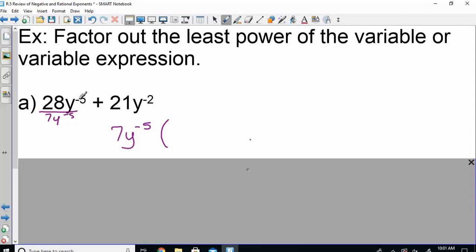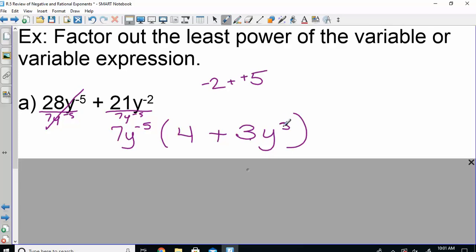When you factor something out, remember that's just like dividing it. So those y's cancel. 28 divided by 7 is 4. So for this one, 21 divided by 7 is 3. For my y's, when we are dividing, what do we do with our exponents? Subtract. What's bigger, -2 or -5? -2. So it's going to end on the top. So you're doing -2 minus -5. That's 3. So it's a 3y to the third.